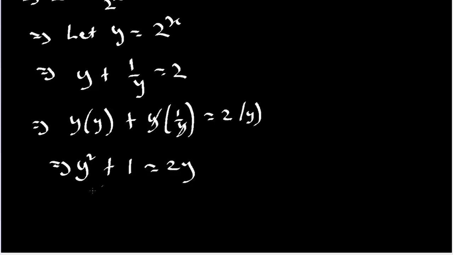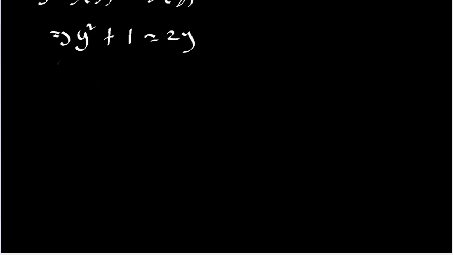Then from there I can do the rearrangement. So this implies y squared, then I'm going to bring 2y to the left side. That's going to be minus 2y, then plus 1. Right side will be 0. So now this equation is a quadratic equation, and therefore we have to solve it just using the quadratic methods.